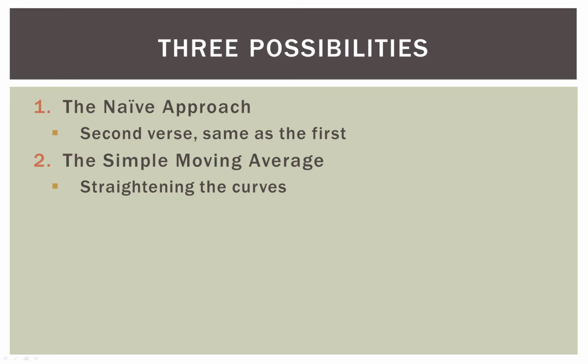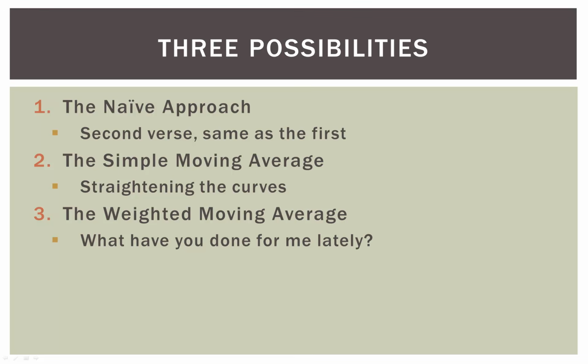The second approach is the simple moving average. I call this straightening out the curves, because we're going to average together a certain amount of past data in order to forecast the unknown data in the future. And the third is called the weighted moving average. The phrase I give this one is, what have you done for me lately? Weighted moving average emphasizes data that is closer to the present. So instead of averaging the 3 years before now equally, we might emphasize last year's data more than the year before that, and then emphasize that data more than the year before that.